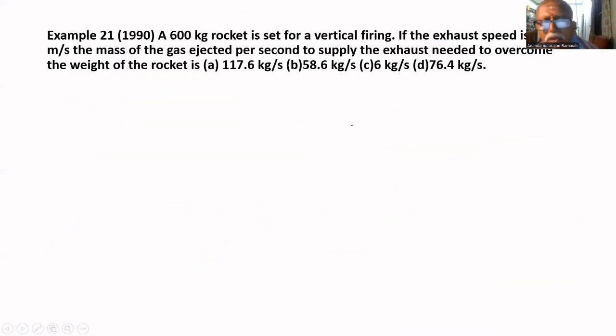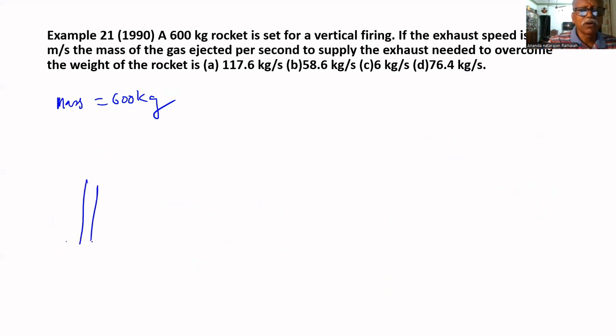A 600 kg rocket is set for vertical firing. Mass equal to 600 kg. The rocket is set for vertical firing. The exhaust speed is 1000 meter per second. The mass of the gas ejected per second to supply the exhaust is needed.